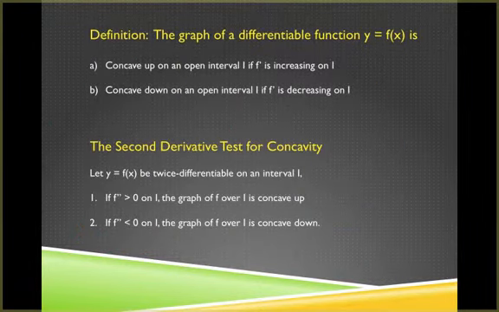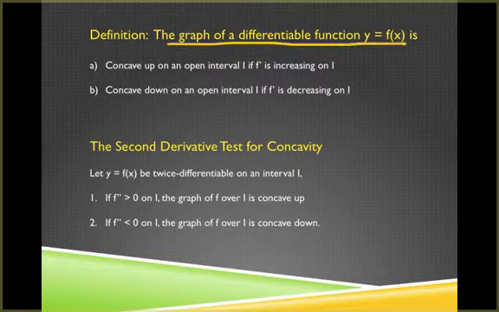So let's take a moment and look at some definitions and some theorems that are going to be important throughout the rest of this lesson. So we're going to first start with some definitions. We say that if a graph is differentiable, meaning the derivative exists, then it is concave up on some interval I if the derivative is increasing. It's said to be concave down on the interval I if the derivative is decreasing.